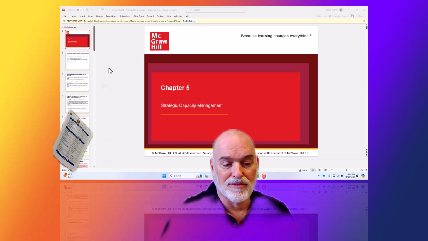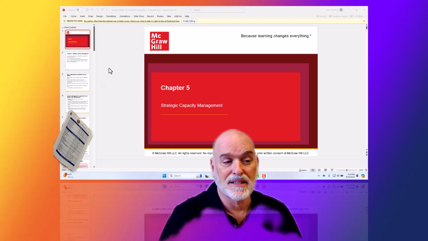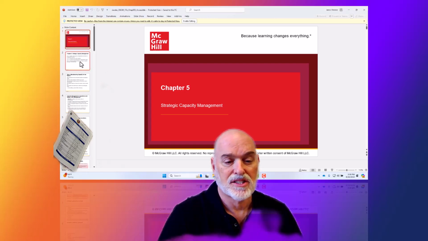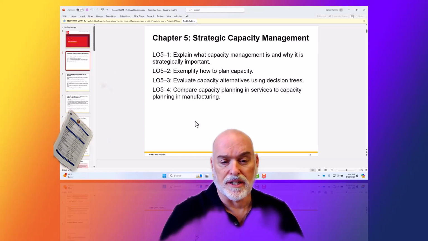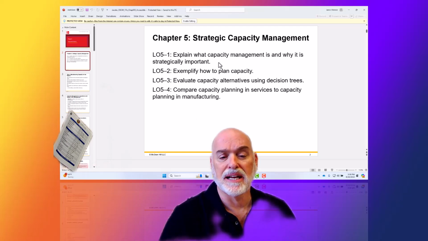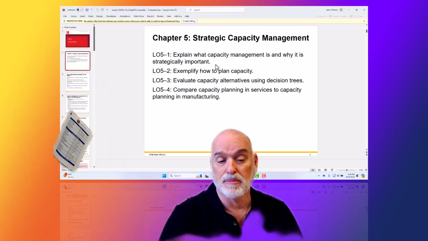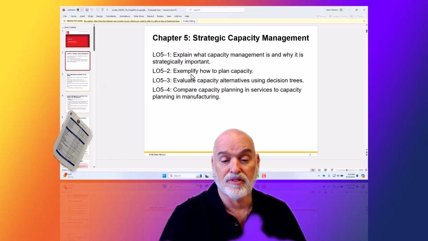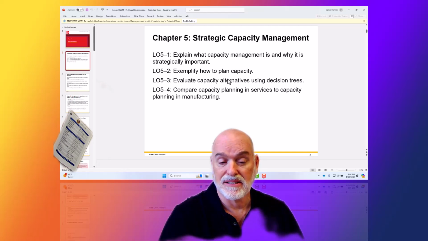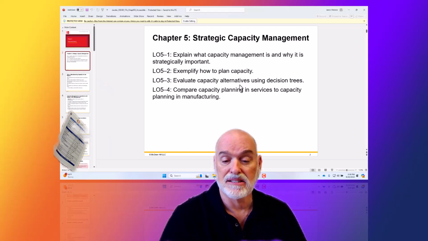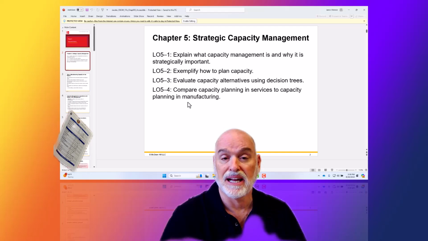Hello, Chapter 5, Strategic Capacity Management. In this chapter, we'll take a look at explaining what capacity management is and why it's strategically important. We'll also exemplify how to plan for capacity and also evaluate capacity alternatives using decision trees and compare capacity planning in services to capacity planning in manufacturing.